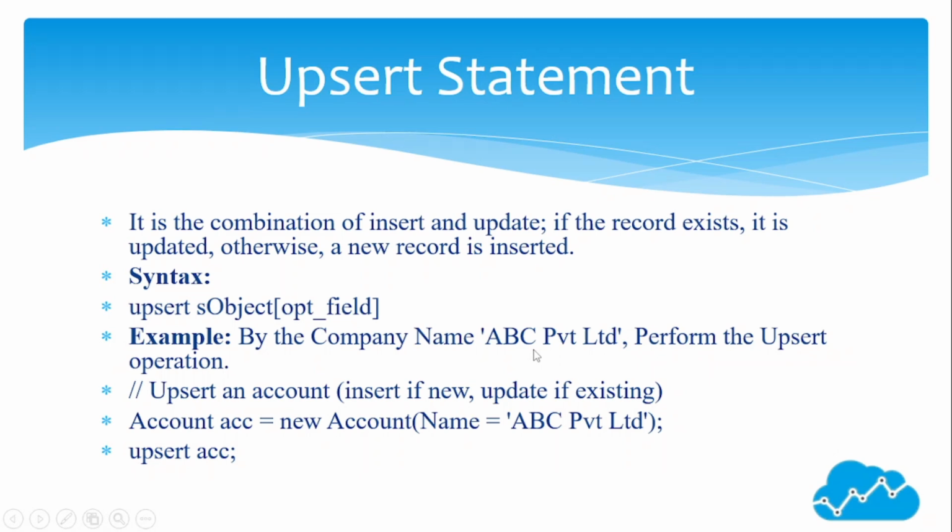Or if part of the name exists, like ABC exists, then it is going to update that particular record and make it ABC, which already exists, and add Private Limited. So how are we going to do this? Account acc = new Account, Name = 'ABC Private Limited'. Upsert acc. If it exists, then it is going to update, otherwise it is going to create a new one.